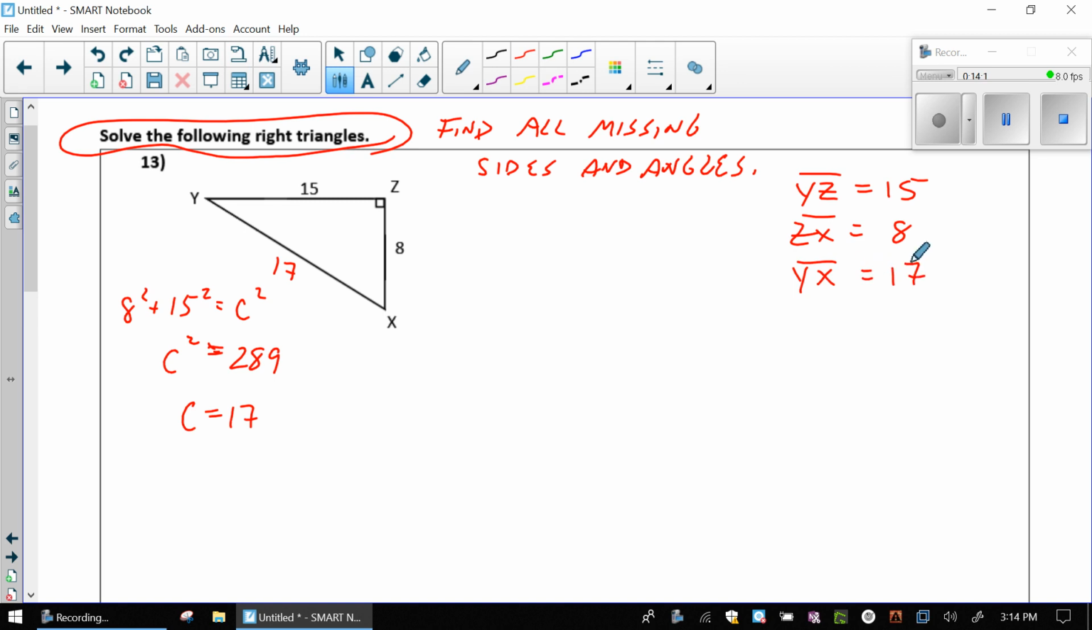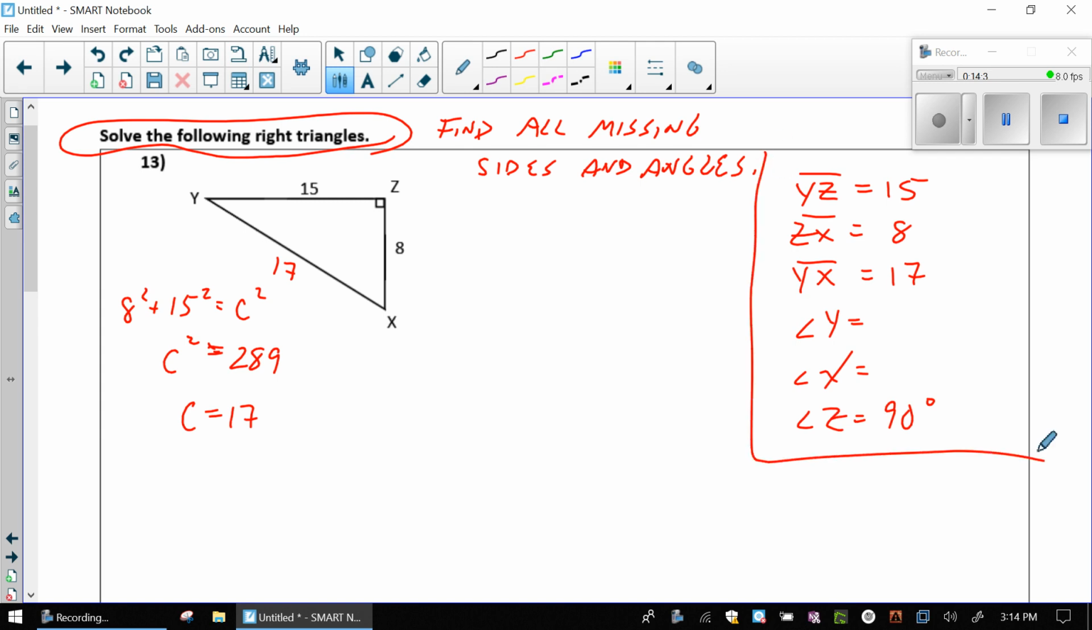Now when we do our angles, we're just going to name our angles with the vertices. So we got angle y equals, we don't know that one, angle x equals, and angle z we know is 90 degrees. Even though solving the triangle seems like a lot to figure out, it's not that much, because all we have to do now is one trig function, and you can pick whatever you want. So let's say we want to find angle x.